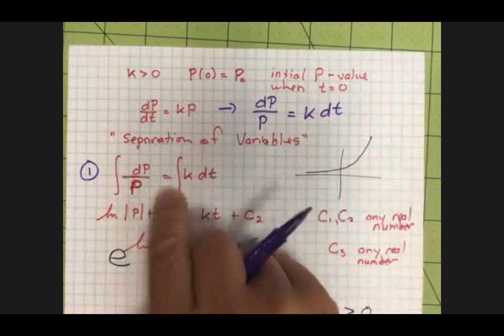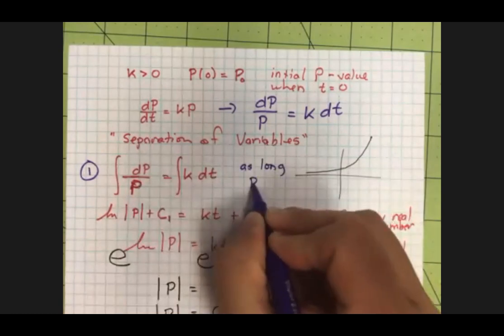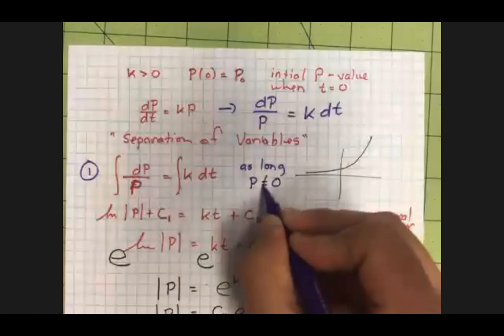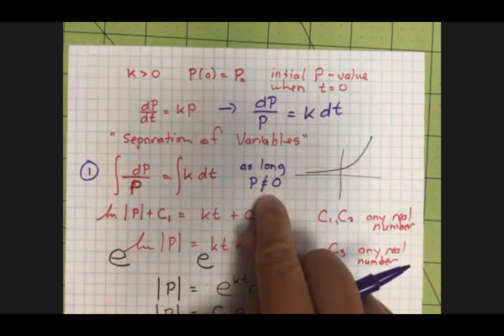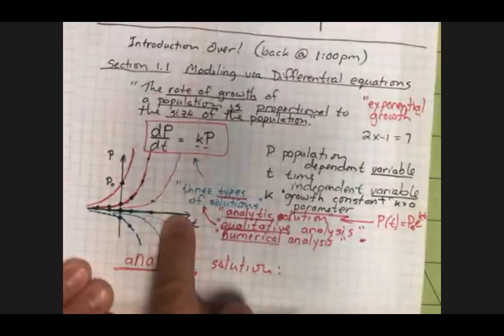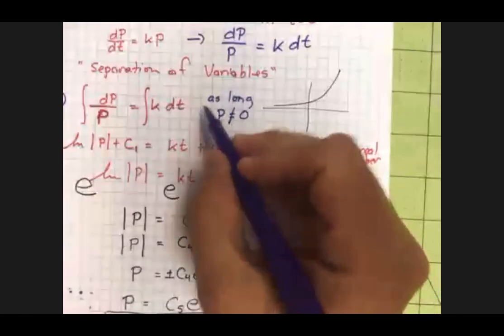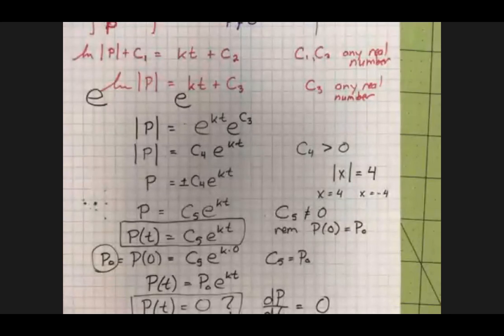Dividing by P is legal as long as P is not zero. So as long as I go back and investigate that, I just investigated it, it works. I predicted it, I'm satisfied. As long as I go back and investigate it, I now believe I know every solution to this differential equation: C e to the kt, and C can be any real number.